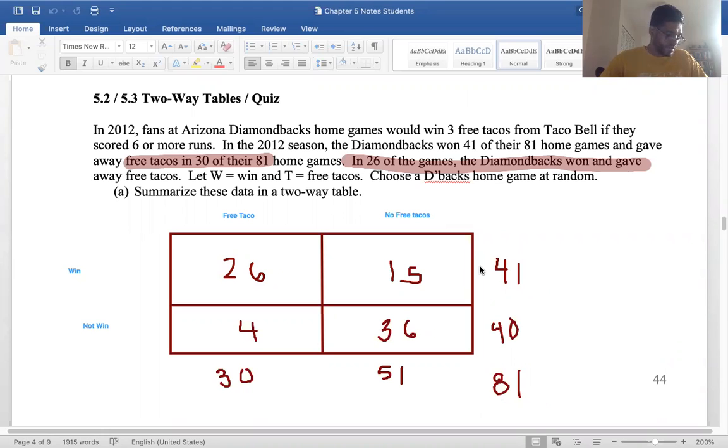Next one, what's the probability that they win or there are free tacos? Okay, so we have 41 wins, plus we need to look at the likelihood that they give away a free taco and not win, which is this box down here. Add those together, you get 45. 45 out of 81 is your probability. Okay. So that's the idea behind all this.